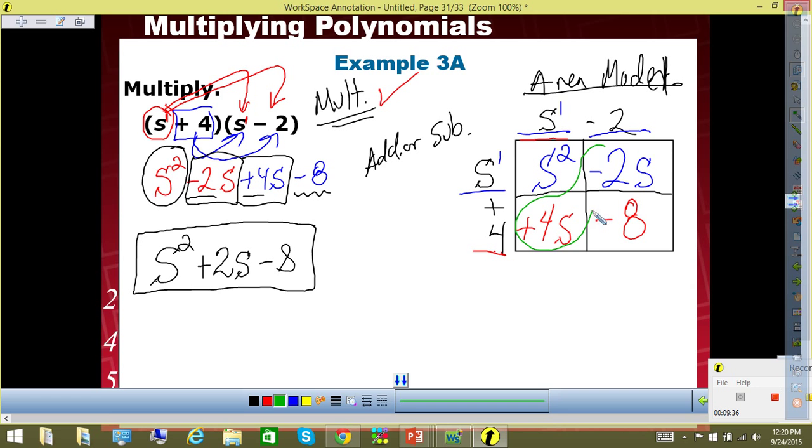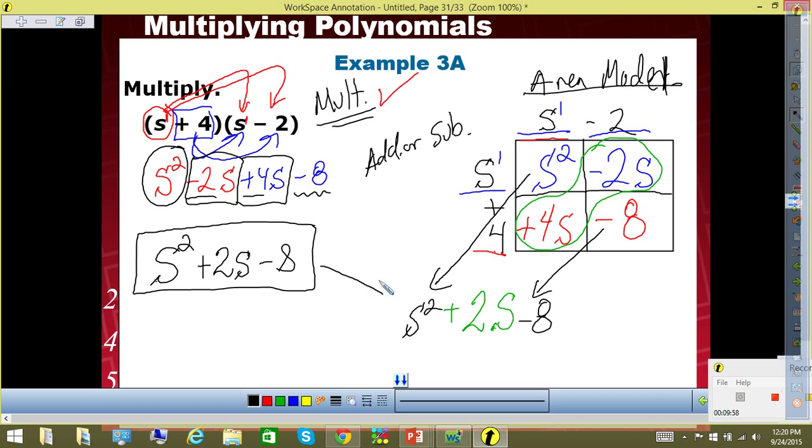And I'm going to draw a little peanut right here. There it is. And since these are the same, I'm going to write S. And what is 4 minus 2? 2. And it's a positive. And all I have to do at this point, I bring down the first term, S squared, and I bring down the last term, negative 8. Did I get the same thing in here? Yes. Copy that, please.